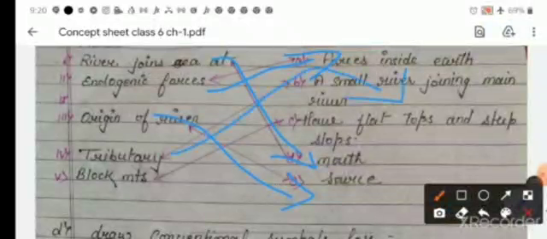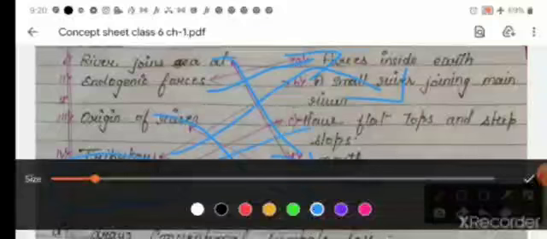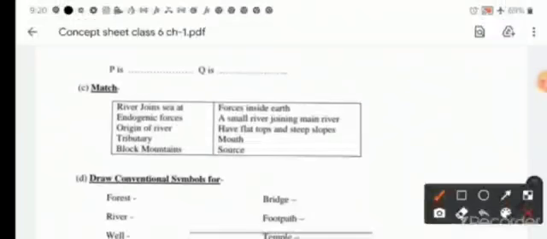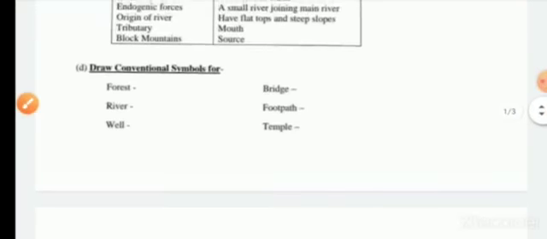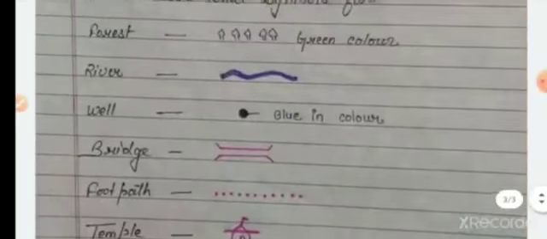And the last one is your black forest. We know very well black forest have flat tops and steep slopes. So this we solve it now. Now coming on the fourth here. The fourth is draw conventional symbols for forest, river, well, bridge, footpath and temple. Now I am going to show you the solution here.